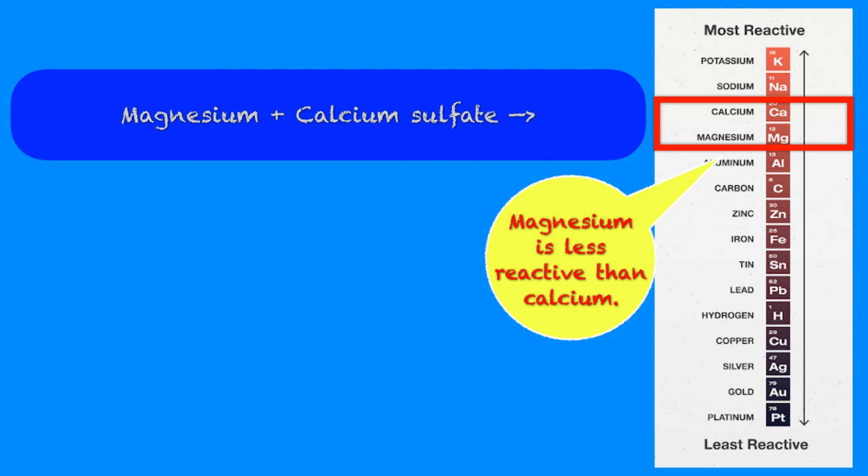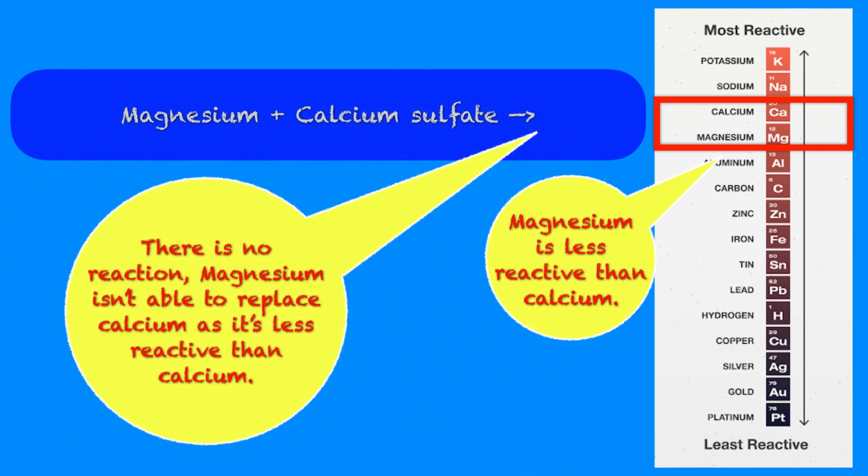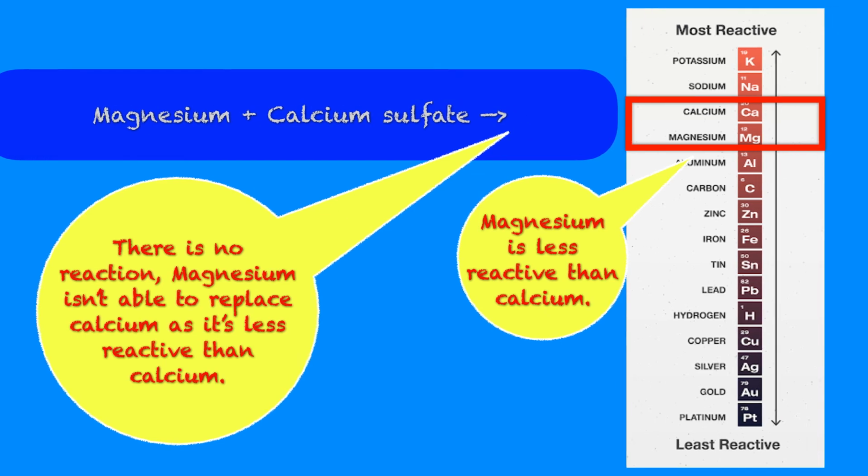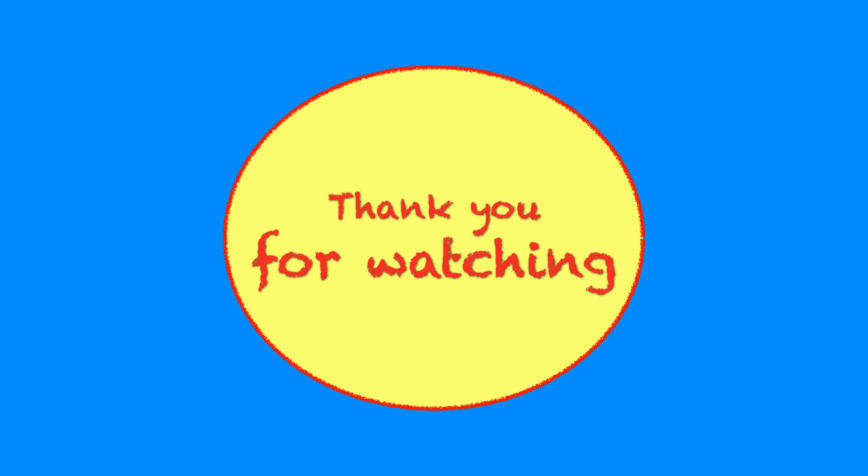Is there a chemical reaction between magnesium and calcium sulfate? No, there is no reaction because magnesium is less reactive than calcium. Thank you, Sami, for this lovely participation.